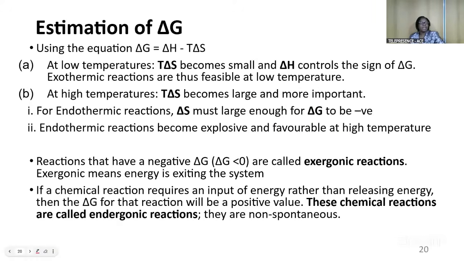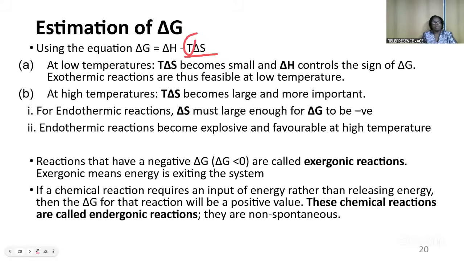So how do we estimate delta G? Using that same equation, bearing in mind that at low temperature, T delta S will become very small. So if T is small, T delta S can become very small, and then it means that the reaction is enthalpy driven. So delta H controls the reaction. Such is what you have for exothermic reactions, because they are feasible at low temperature.